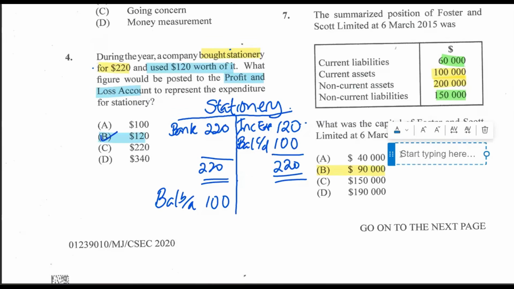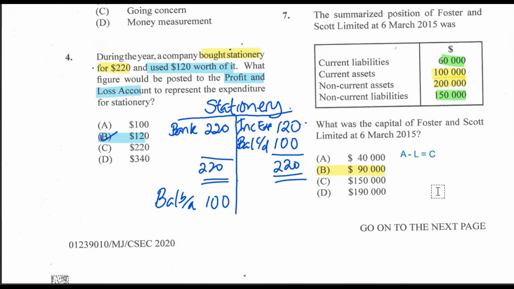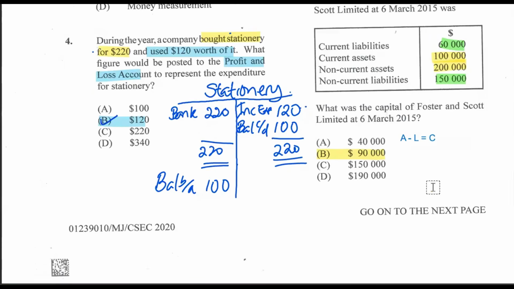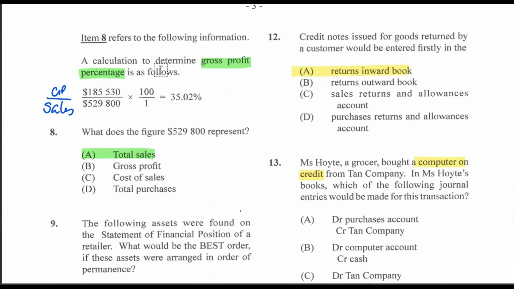So what we had to do here was to total up your assets. In this case, assets, current and non-current, in yellow, 300,000. Liabilities, current liabilities and non-current liabilities, 60 plus 50, which is 210. So 300,000 minus 210,000 is going to give us B, 90,000. Good job. Moving on to question 8.